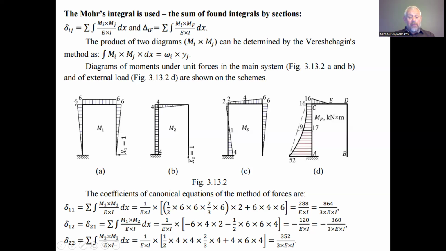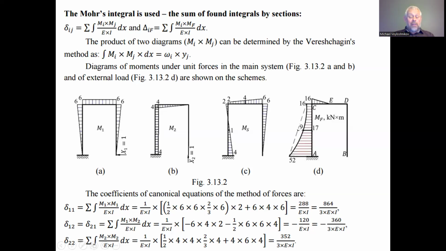And the minus we have for the product of this left triangular diagram by the evenly distributed bending moment of 4 from the action of the unit force x2. And we have minus 2 due to these two diagrams having different signs. So minus half product by 6 by 6 and by 4. So then we have 1/2 by 6 by 6. This is the area of the triangular diagram. 6 and 6 is the height of this diagram, and the area of the triangle is 1/2 of the product of the base and the height of the triangle.